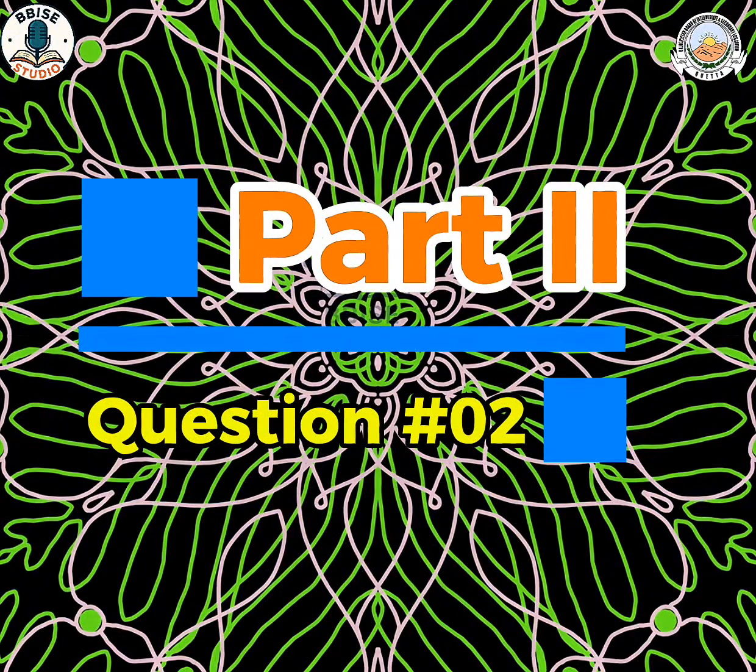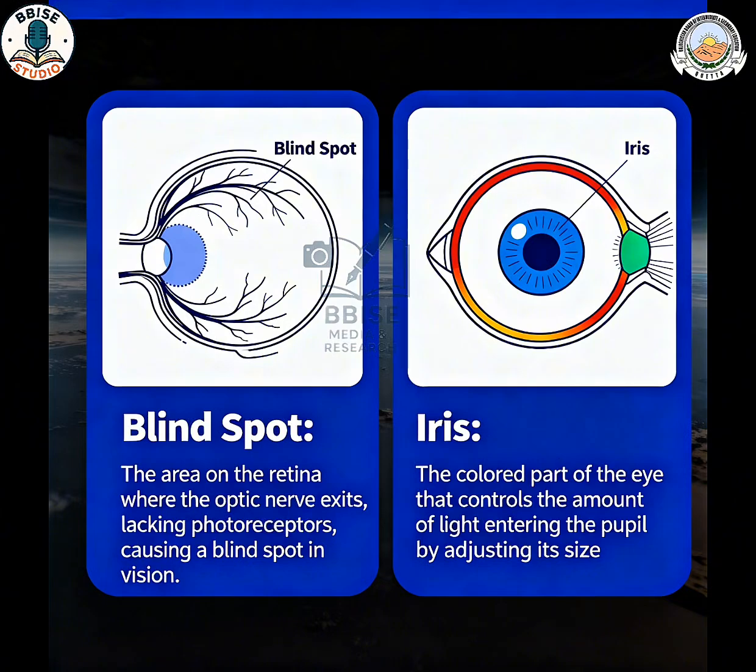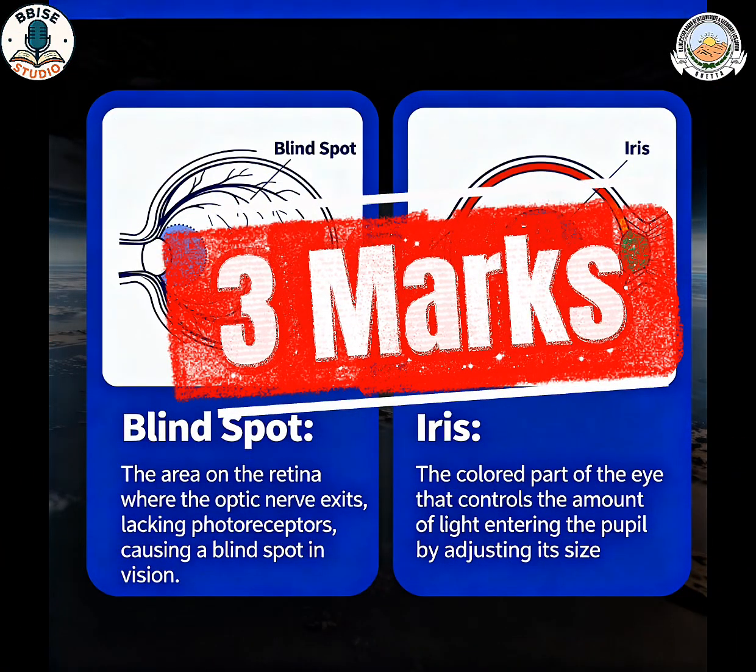Now let's move on to the second part. Write short answers to the following, not exceeding 3 or 4 lines. Looking at question number 1, it asks, what are the blind spot and iris? This question inquires about two things. Whenever we are asked about two items or their differences, we divide our answer sheet into two portions. On one side we write about the blind spot, and on the other side we write about the iris. By writing the full definition, meaning what they are and what their function is, we will be assigned 3 marks.